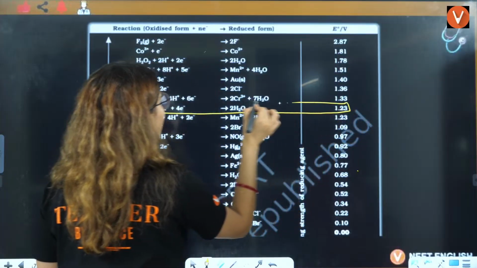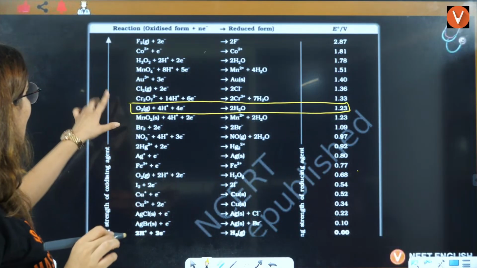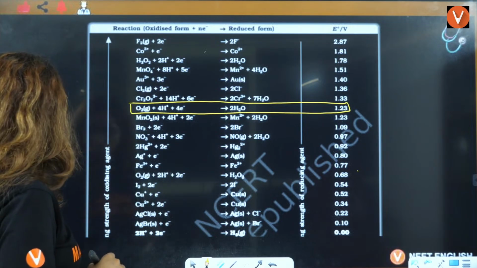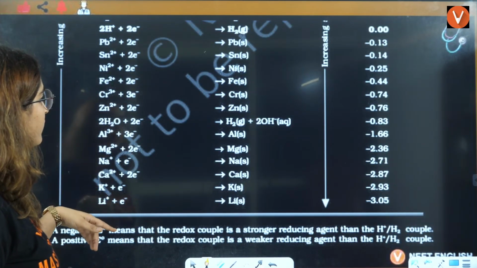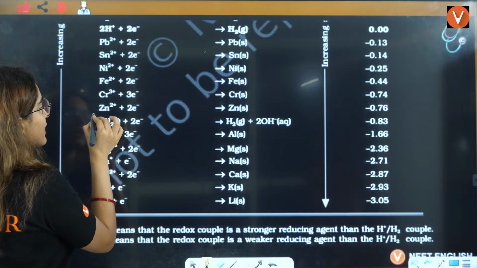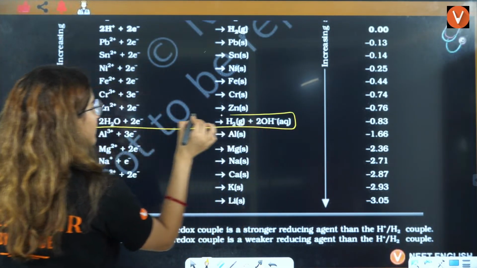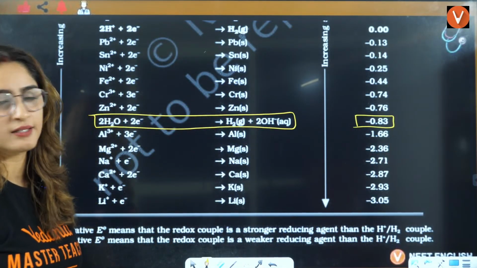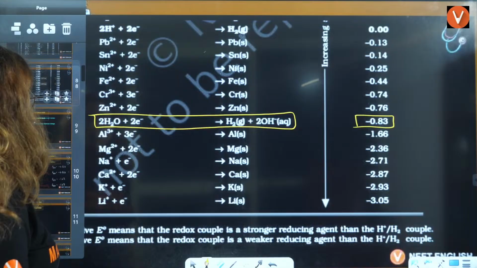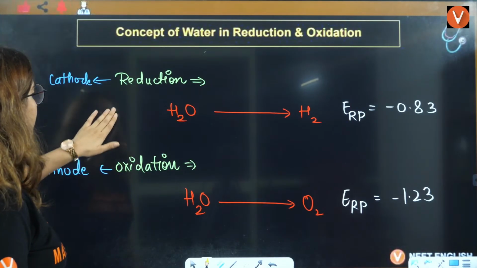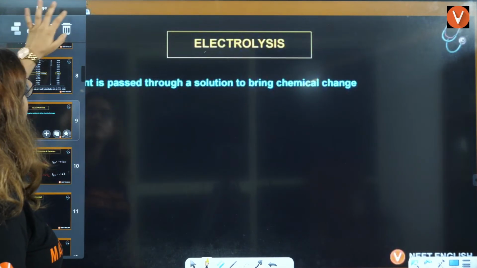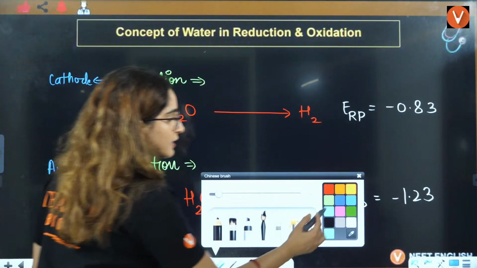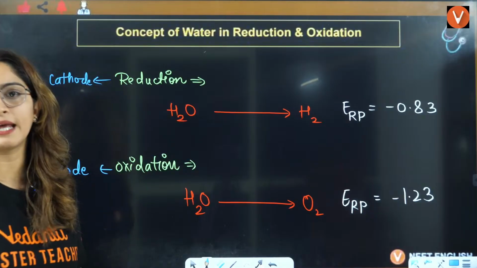Only the important values I'll ask you to learn. This value, and for water also there is, yes, I think it will be over here. When water is getting converted to H2, it is minus 0.83. So this is what you need to learn here in the first group. Tell me, guys, if that is clear or not. If that is clear, then let me know in the chat box.